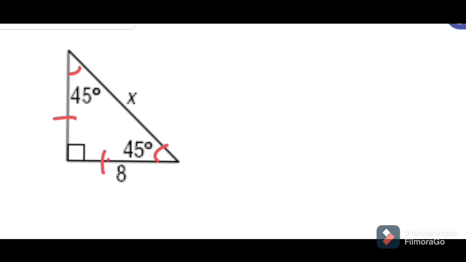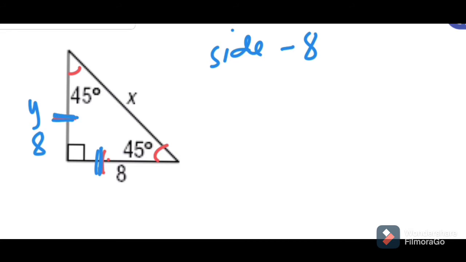Now let us name the parts. We have the side, which is equal to 8. How about the measure of this side? Let's make it as y. So this is also y. So the other leg is also 8. Okay? Because they are congruent sides or legs of the right triangle.